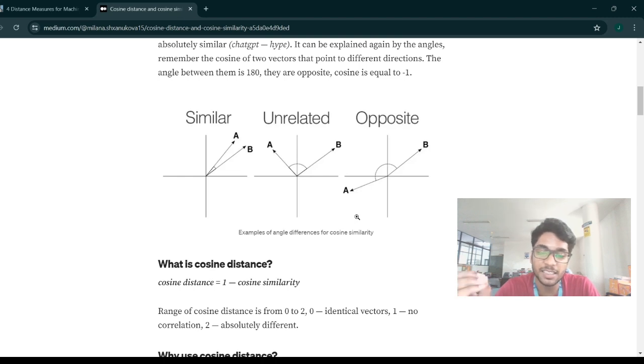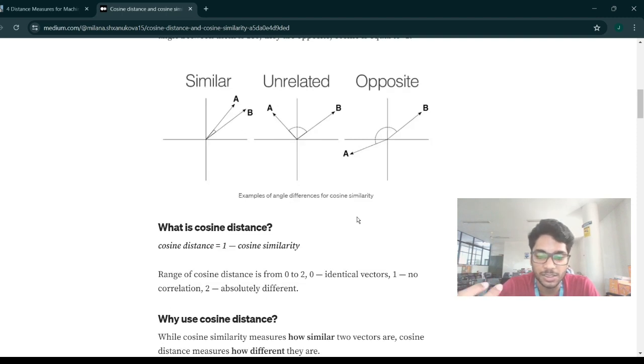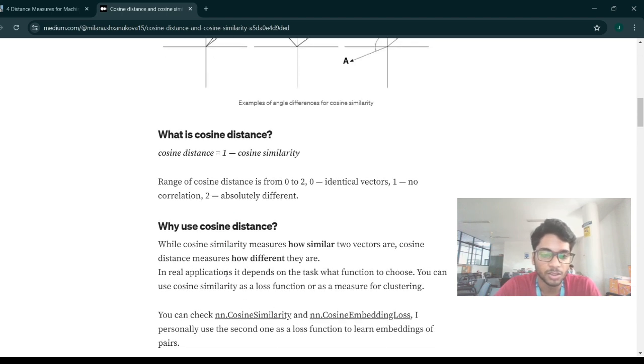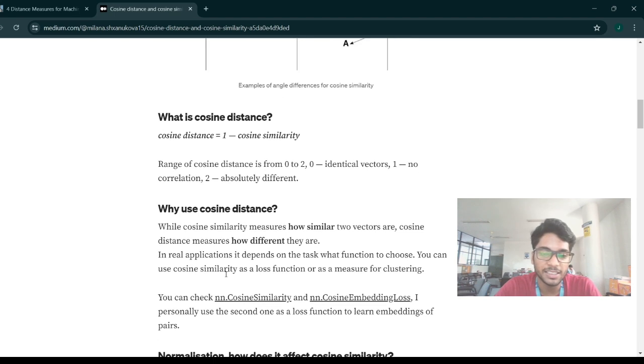The second one is cosine distance. Cosine distance is nothing but 1 minus cosine similarity, and then you get the cosine distance. The range of cosine distance is from 0 to 2. 0 means identical vectors, 1 means no correlation between the two vectors, and if you get a cosine distance value of 2, then they are absolutely different. There is a reason why you should use cosine distance: it tells you how different both of the vectors are from each other.